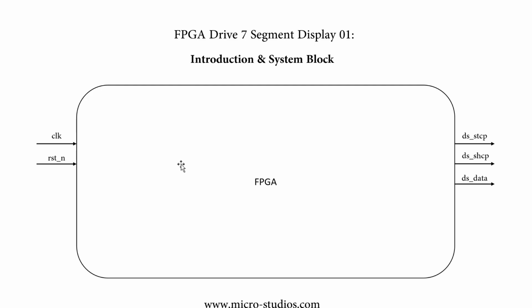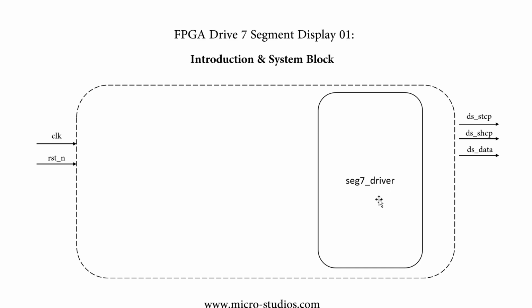So the first module for the FPGA system will be the driver. It is used for the FPGA driver 7 segment display. So the first module we will see here is the segment 7 driver module. Of course, it will have 3 pins to connect to the module. And then we will have the clock in and reset in from the FPGA outside. And then we will have the ID signal and the data signal.